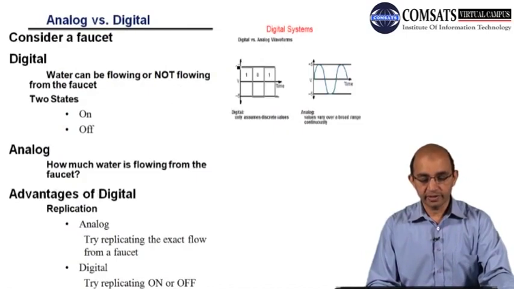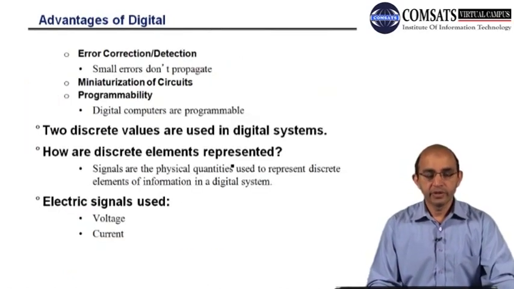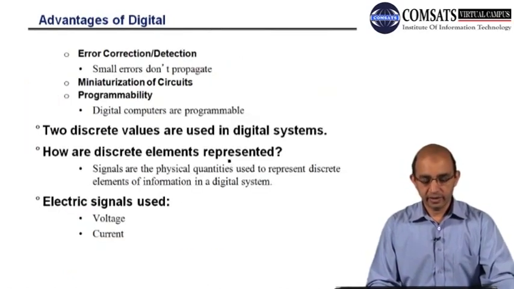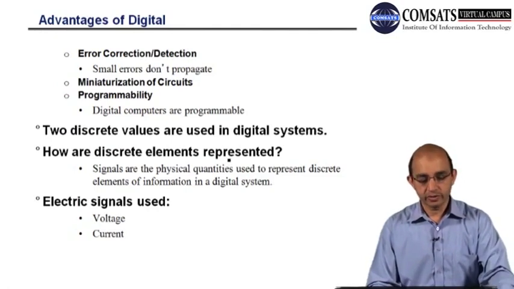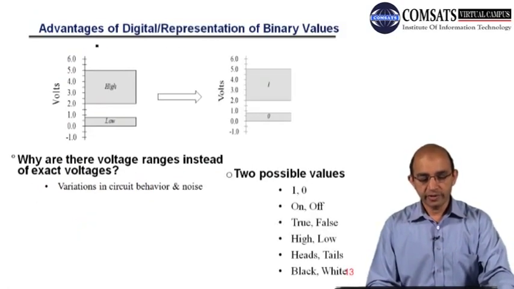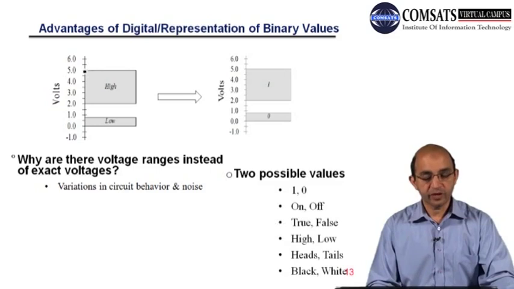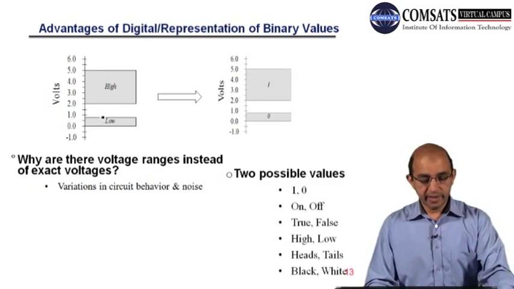So voltage, time, and this is the level of the voltage. And sometimes you use the intensity of current to represent those ones and zeros. Here you can see that we have voltage, and this is low, and low is from 0 to 0.9 and high is from 2 to 5.0. This is the gap. We can always have some other representations: 1 0, on off, true false, high low, head tail, black white.